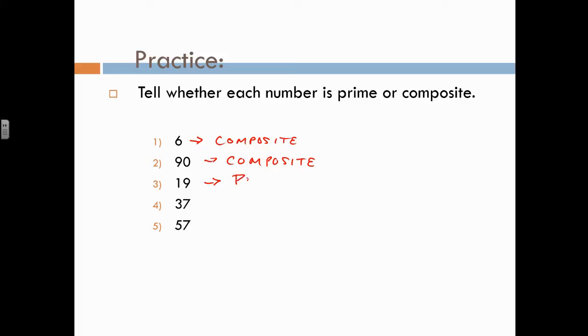19, however, is prime. Its only factors are 1 and itself. 37 is also prime. Its only factors are 1 and itself. 57, well, 5 and 7, they add up to 12, and that little trick tells us that it is a multiple of 3. So its factors are 1, 3, 19, and 57. So it itself is composite.